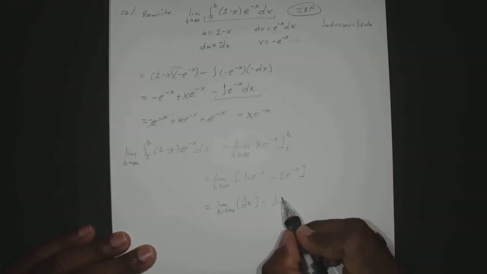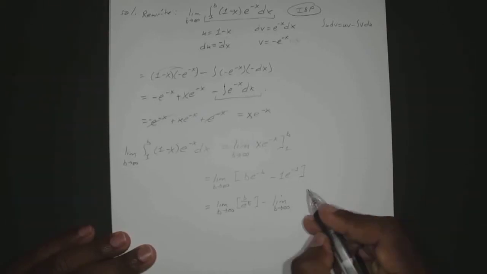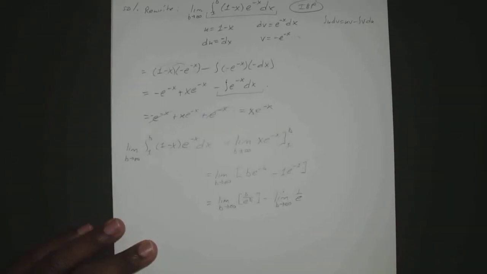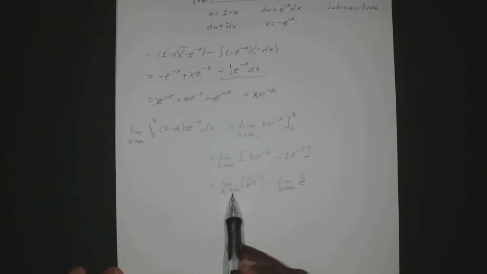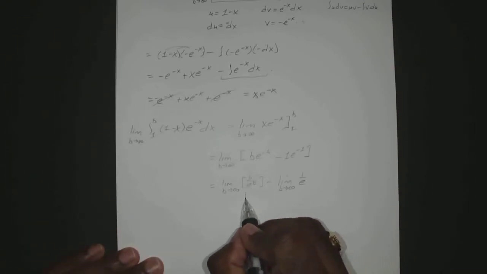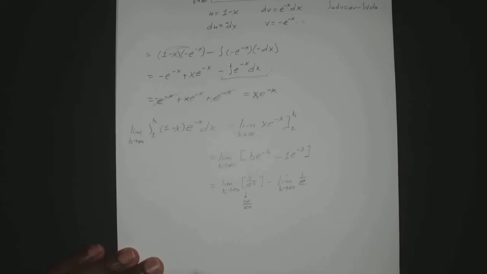Minus the limit of 1 over e, which is just a constant. So it just becomes 1 over e. So if you notice here, if you plug in infinity for b, you end up with infinity over infinity, which means you can use L'Hopital's rule. Why didn't you warn us that we need a new piece of paper for this example?